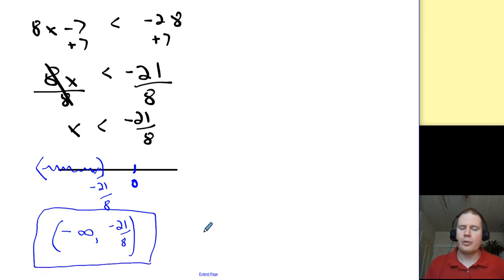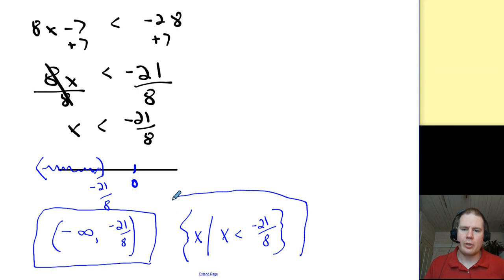Or I can use the fancy set notation, all x such that this condition is met. And I think that's preferred in the textbook we're using right now, but they're equivalent statements. I could have put an open circle here. Notice I didn't convert that to negative 2 and 5/8. There's no need to write this as a mixed number. There's no need to write it as a decimal. It's a reduced fraction. That's good enough.